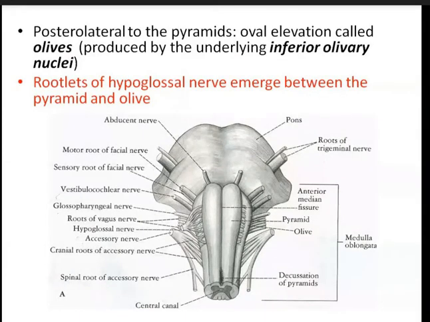And the rootlets of the hypoglossal nerve emerge between the pyramid and the olive. So here we can see the hypoglossal nerve. The hypoglossal nerve is responsible for supplying the tongue and emerges from the anterolateral sulcus, which is between the pyramid and the olive.